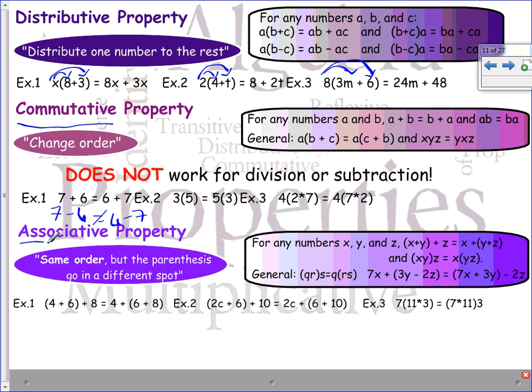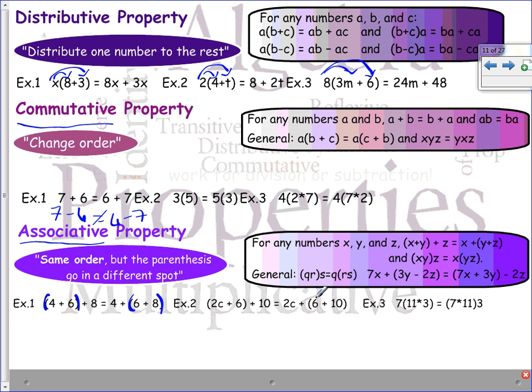Okay? Associative property. It's the same order, but the parentheses go in a different spot. Basically, they just shifted the parentheses from 4 plus 6 to 6 plus 8. It does not matter in what order I am adding. Okay? It's going to yield the same answer. Same thing here. They just shifted the parentheses to 6 plus 10. Now, when you are doing the associative, commutative, and distributive properties, you're basically combining like terms, multiplying coefficients, you're just simplifying algebraic expressions, okay?